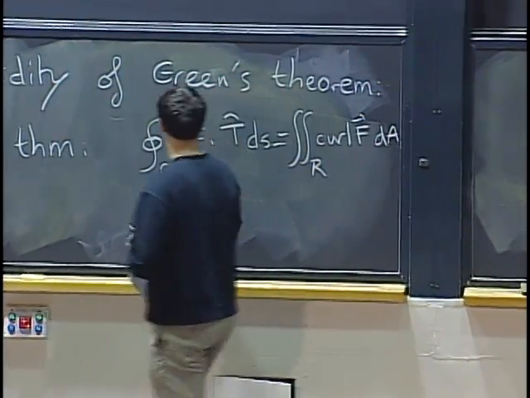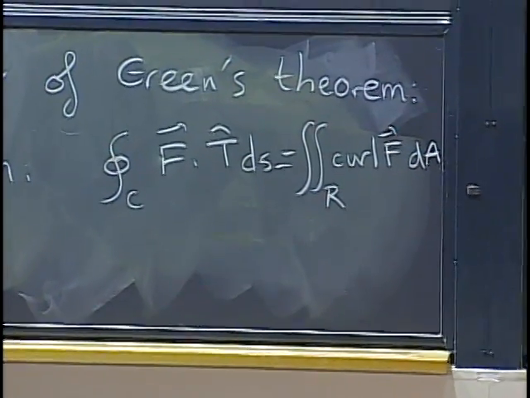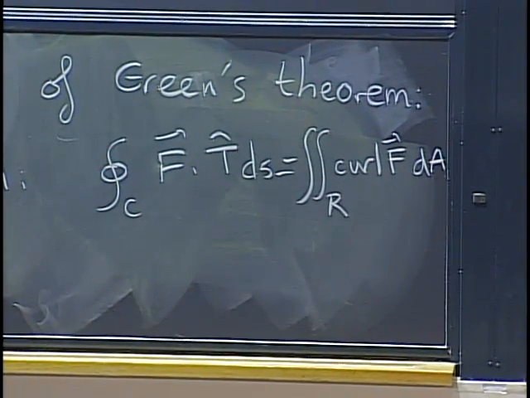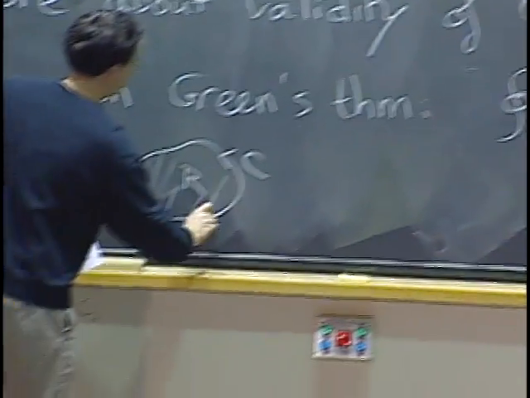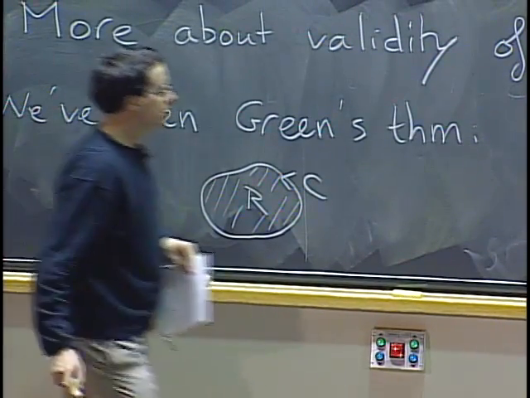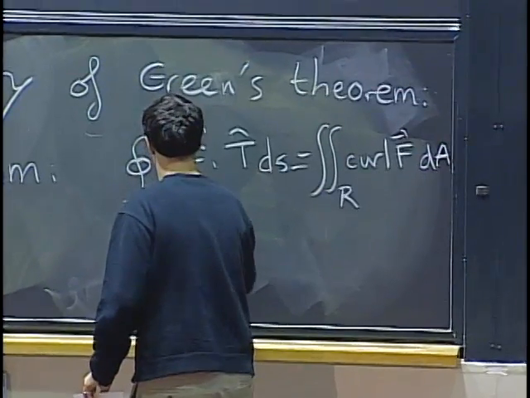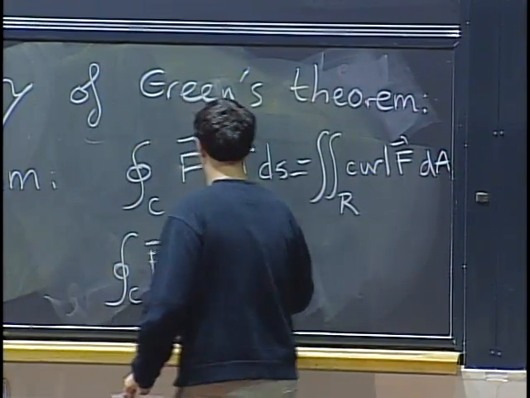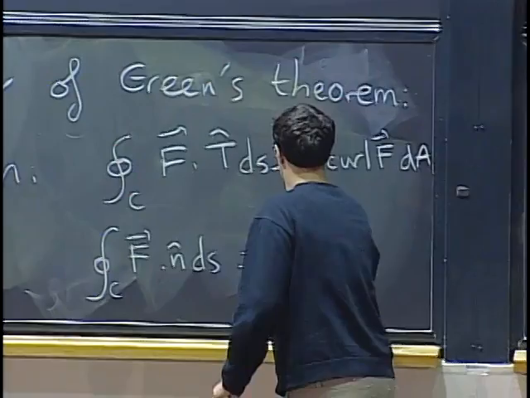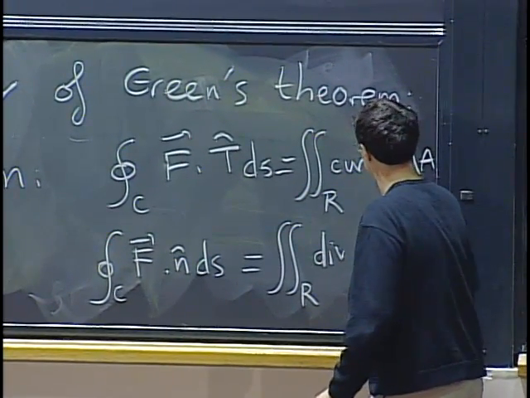One of them says the line integral for the work done by a vector field along a closed curve, counterclockwise, is equal to the double integral of the curl of the field over the enclosed region. And the other one says the total flux out of the region, so the flux through the curve, is equal to the double integral of the divergence of the field in the region.